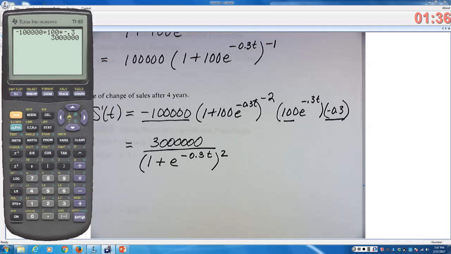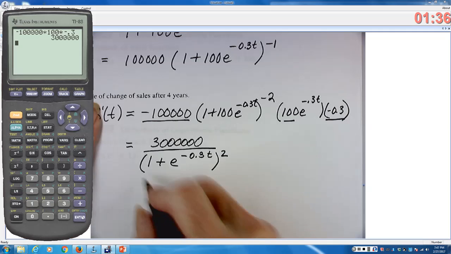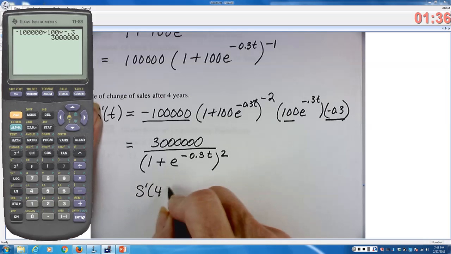Put that back down in the denominator, or you could keep it as a negative power, either one. And then it says find the rate of change of sales after 4 years, you're just finding S prime of 4.